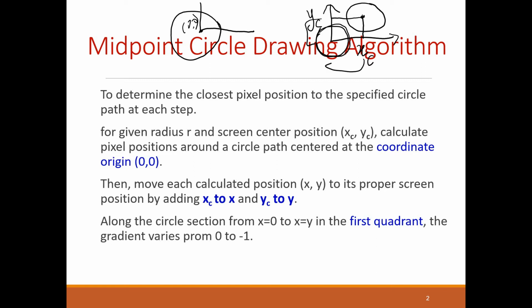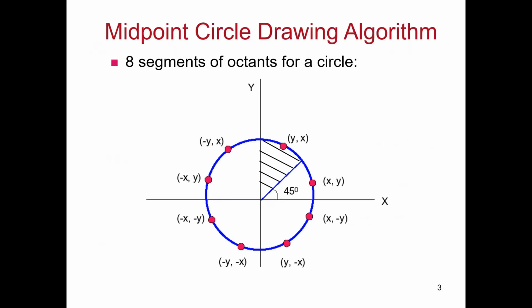Along the circle section from x equal to 0 to x equal to y in the first quadrant, the gradient varies from 0 to 1. Now we have 8 segments of octants for a circle.